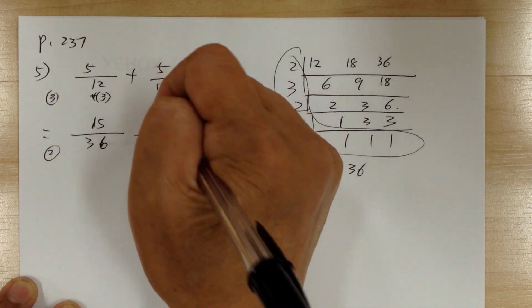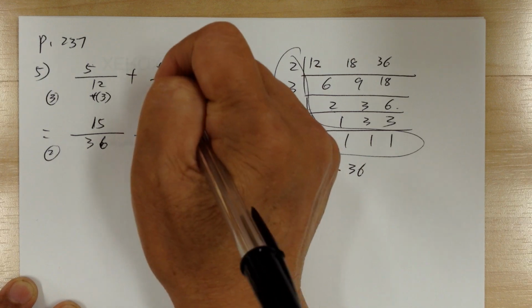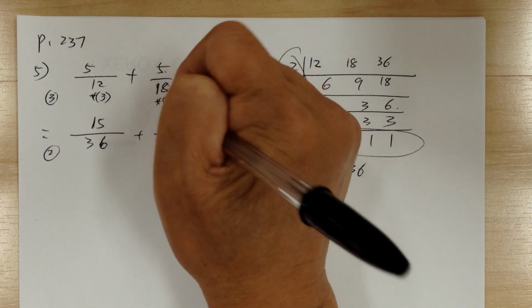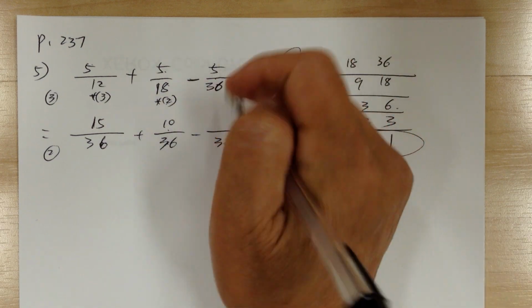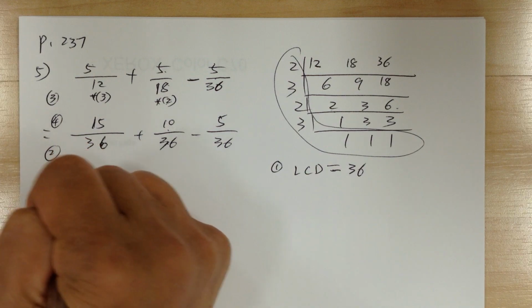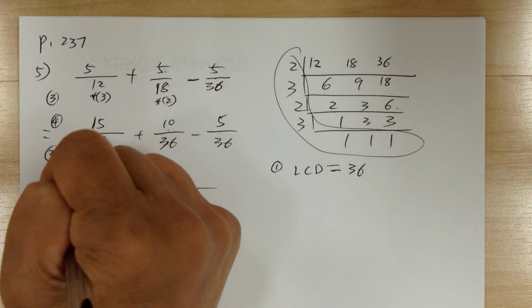From here, you need to multiply by 2. 18 times 2 gives you 36, and 5 times 2 gives you 10. This one you don't have to do anything. So that's your step 4. Now step 5, you just put everything together.